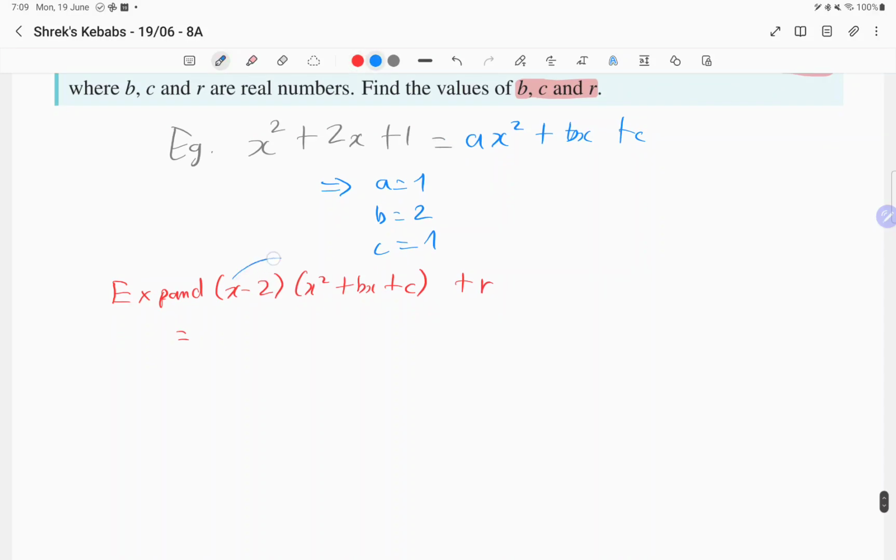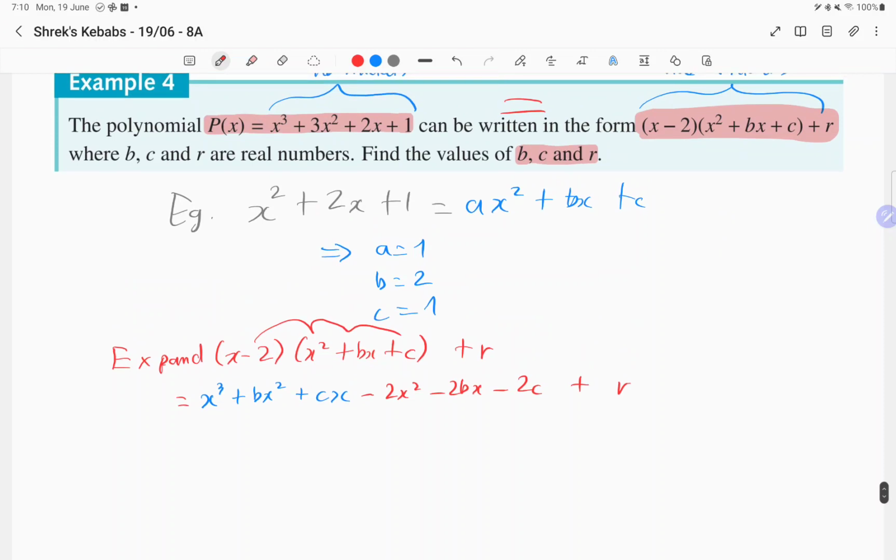And once again, you have to do the rainbow thing for the x. So that would be x cubed plus bx squared plus cx. Then you go minus 2 times each of these, so minus 2x squared minus 2bx minus 2c, plus r. What's next? Can we see the like terms from these two expressions yet?